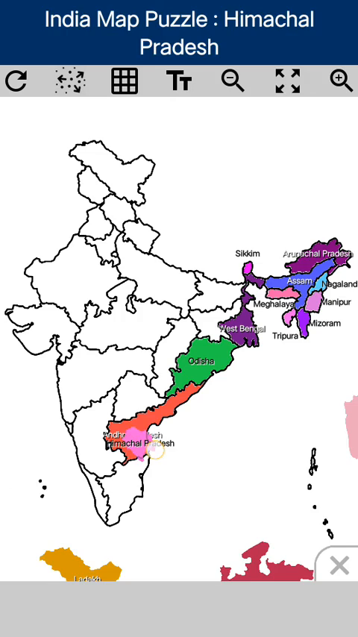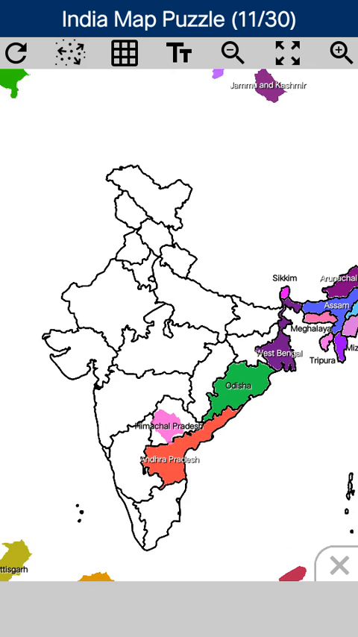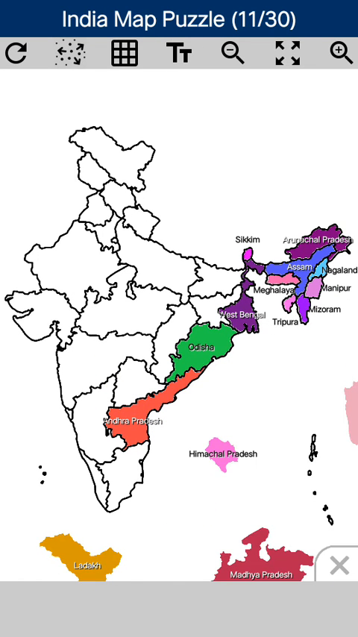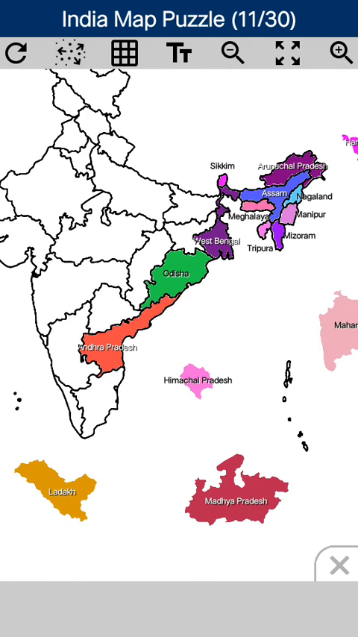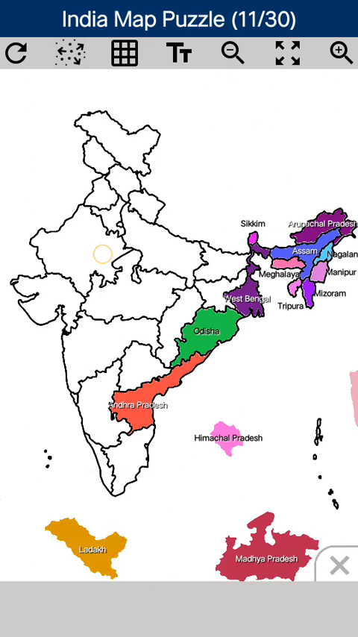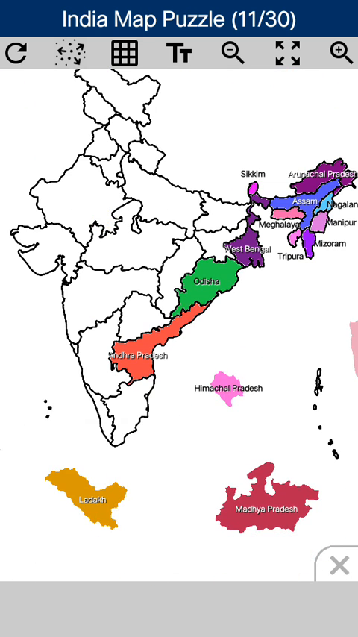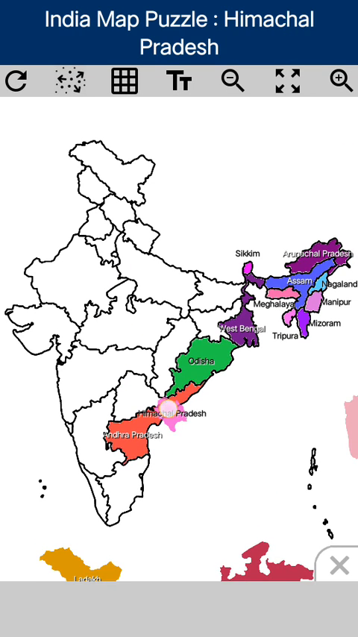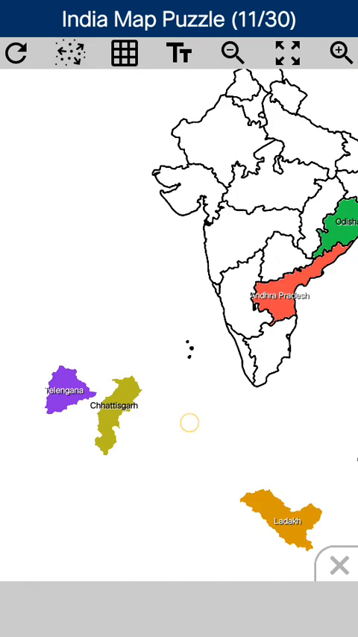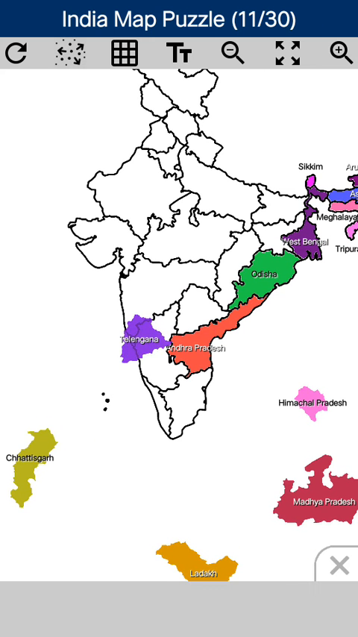I'm putting Himachal Pradesh there so you can see. This part where I put Himachal Pradesh, the whole part was Andhra Pradesh. But after some time, it was cut into two parts, Andhra Pradesh and Telangana. So please remember this: the full part where I kept Himachal Pradesh was Andhra Pradesh, but then it was cut, and it is now Andhra Pradesh and Telangana.